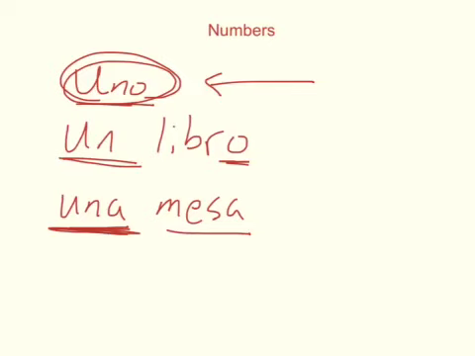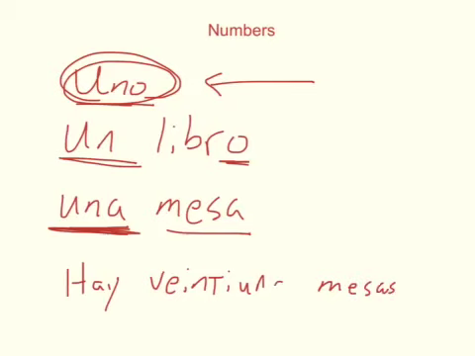So if I want to say there are 21 tables, there are would be hay. And 21 would be veinte, and normally it'd be veintiuno. But what are we talking about? We're talking about tables, and tables are feminine, so it's going to be hay veintiuna mesas.